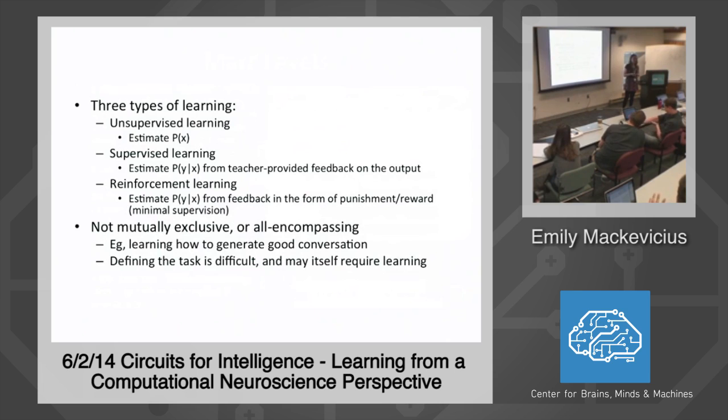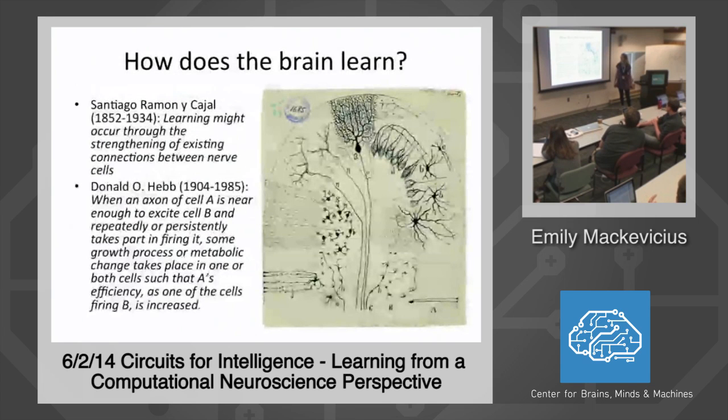Okay, so how does the brain learn? For a while, people have thought of the brain learning through strengthening of synapses. Ramón y Cajal said learning might occur through the strengthening of existing connections between nerve cells, and famously Donald Hebb said, when an axon of cell A is near enough to excite cell B and repeatedly or persistently takes part in firing it, some growth process or metabolic change takes place in one or both cells such that A's efficacy as one of the cells firing B is increased.